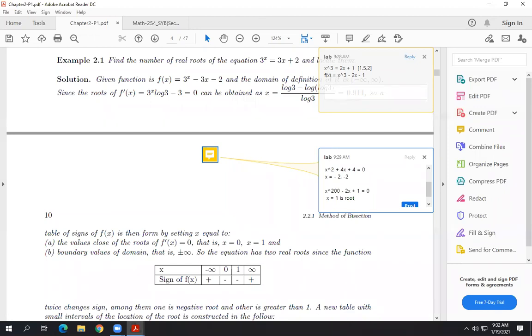It's a root. Yes, it is a root, because you put 1 in place of x. 1 power 200 is 1, minus 2, plus 1, which is 0. So it is a root.